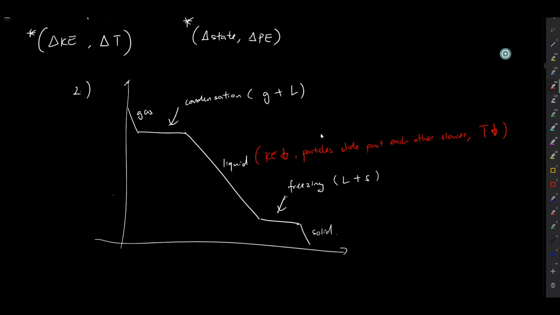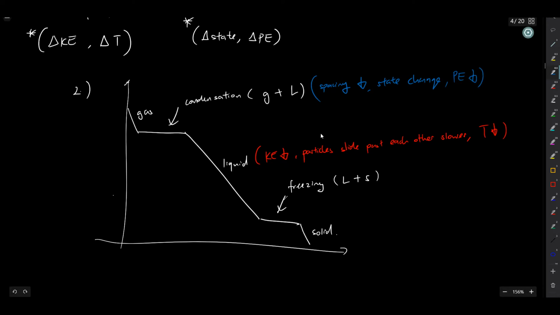Now over here, during condensation, gas becomes liquid. So what happens to the spacing? The spacing decreases. Furthermore, there's a state change. So this proposes that there must be a potential energy change. So potential energy is actually decreasing.